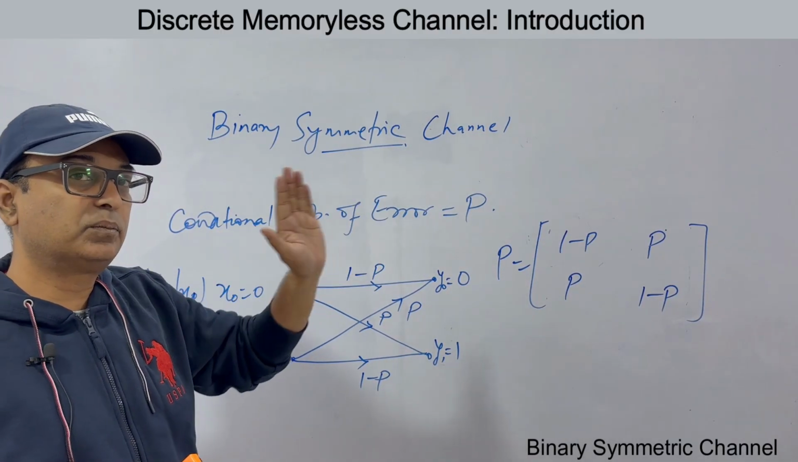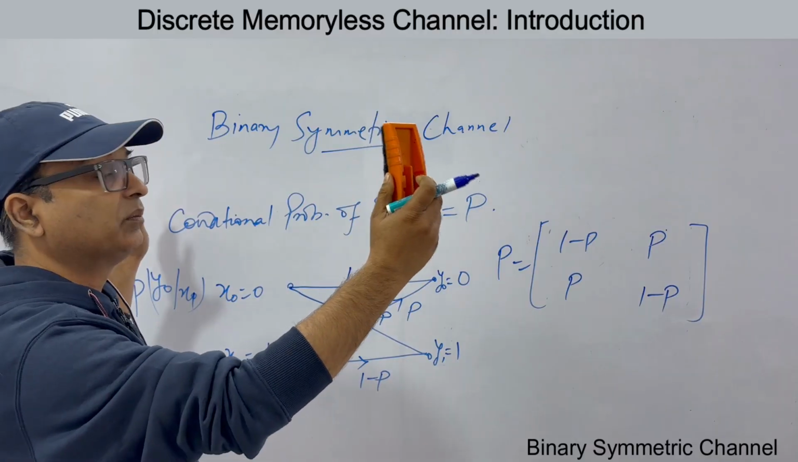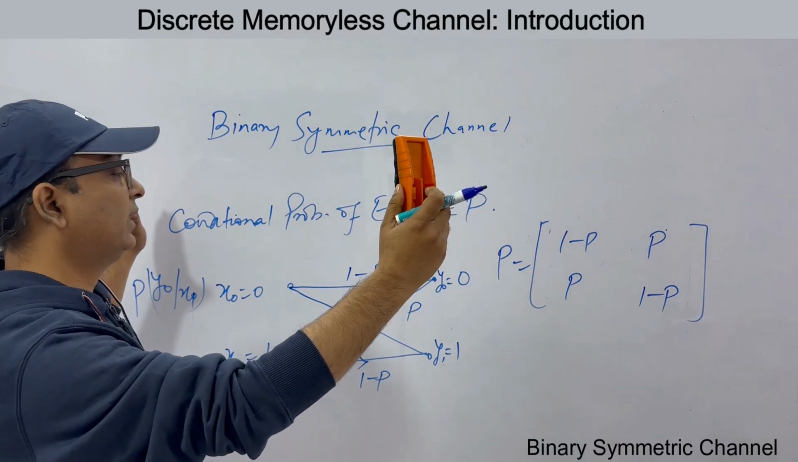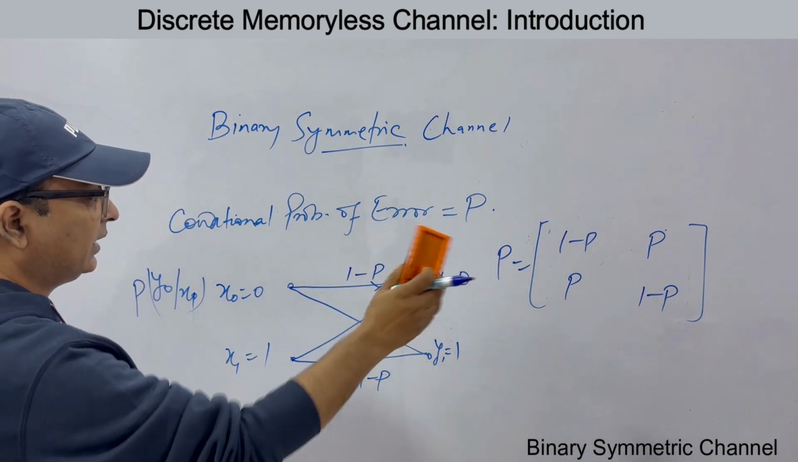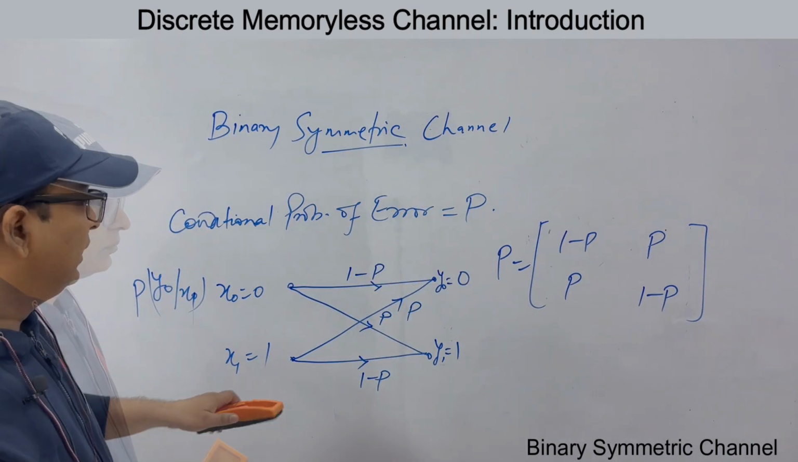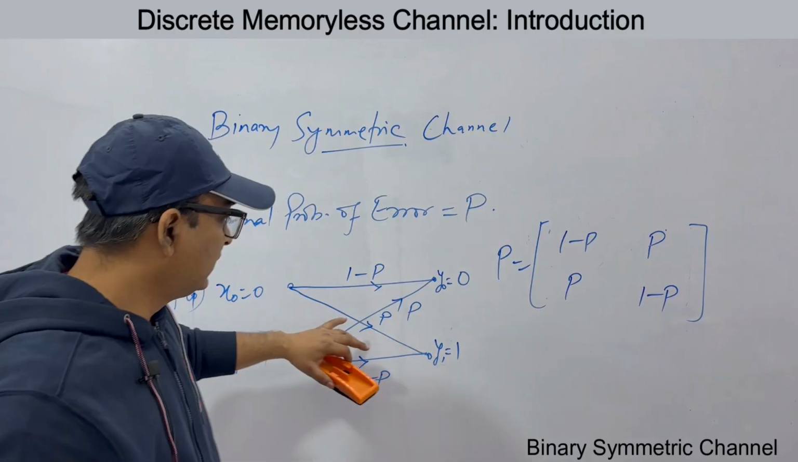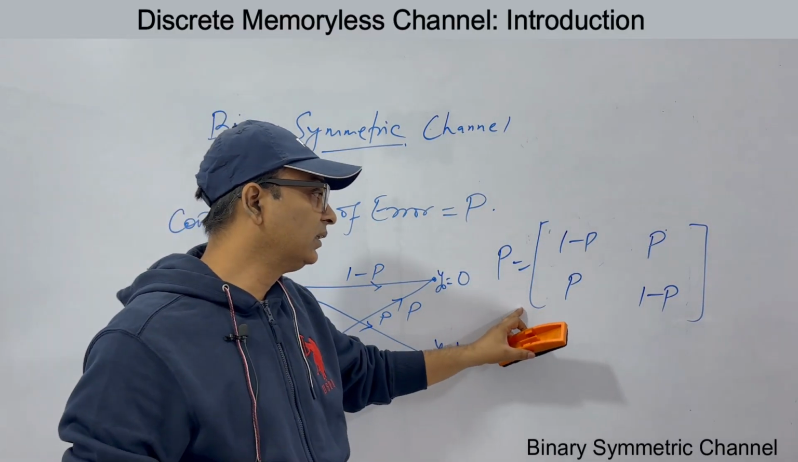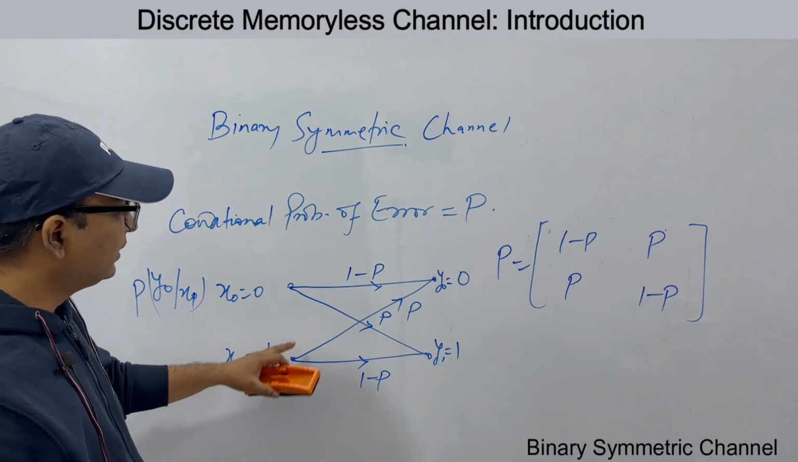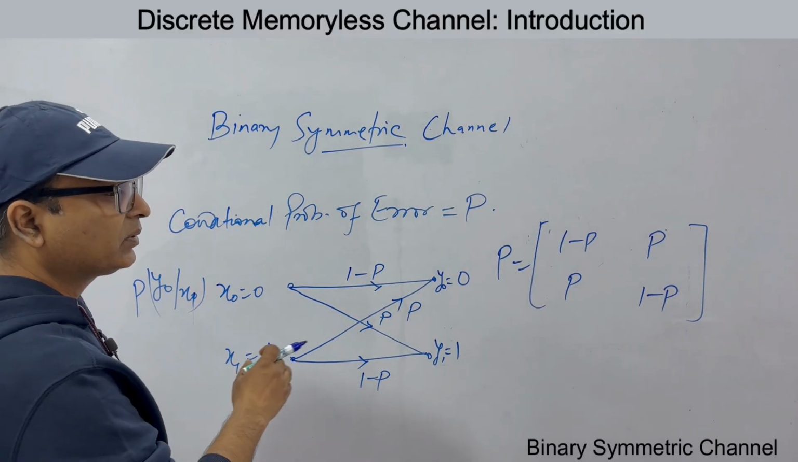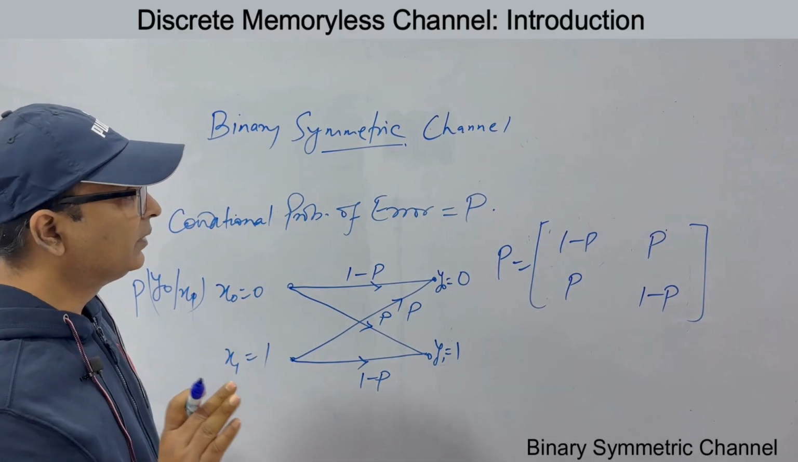What is the transition probability between the two symbols, yk and xj? That you can find from the channel matrix. So this is the channel matrix, and this is represented here. What you see in the matrix, you can easily see here in this diagram. This diagram is called the transition probability diagram.